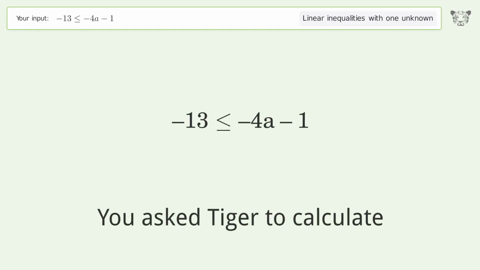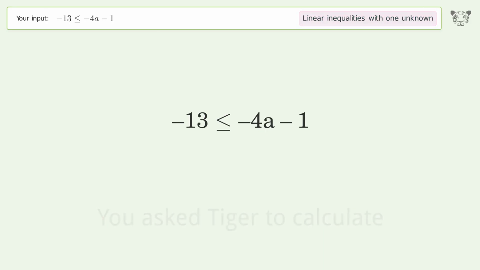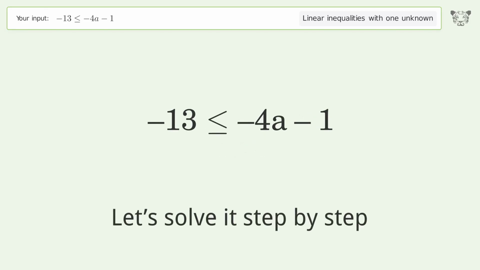You ask Tiger to calculate. This deals with linear inequalities with one unknown. The final result is a ≤ 3. Let's solve it step by step.